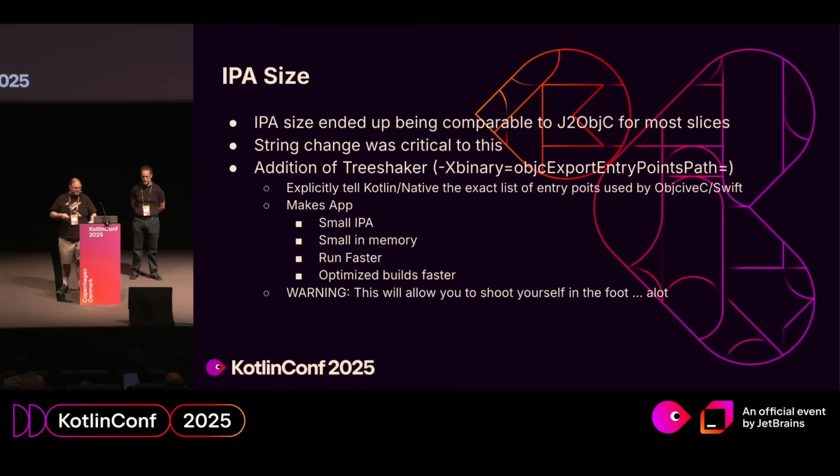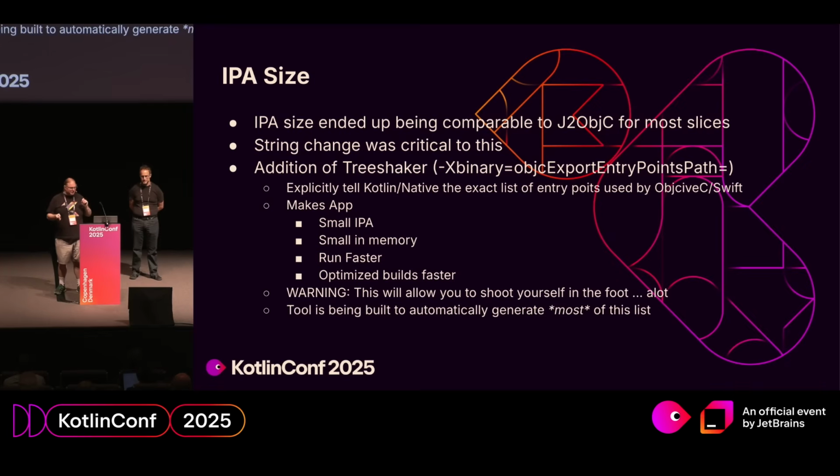Why aren't you using this? Because you can shoot yourself in the foot with it a lot. We're taking advantage of a structural design in Google Docs that allows us to know precisely what the entry points are. We are building out a tool to automatically generate most of this list, with the caveat that in Objective-C you can generate selectors dynamically at runtime, and if you do that, you need to specify those manually, much like writing R8 configuration files, you have to manually specify things you do in reflection.